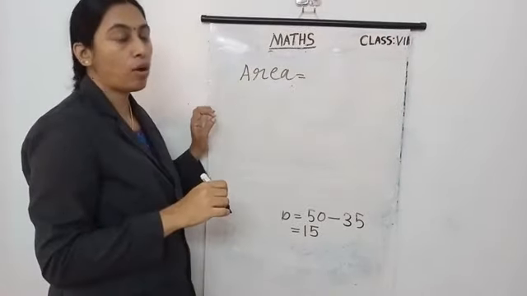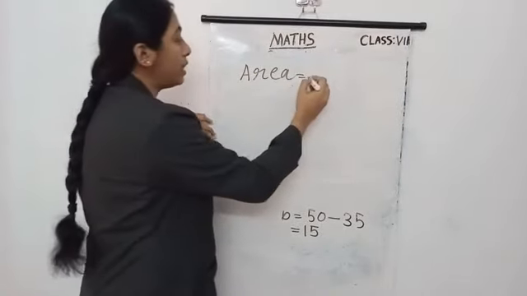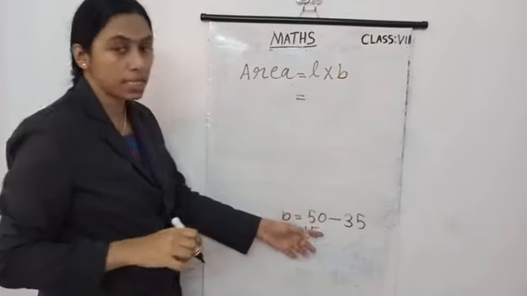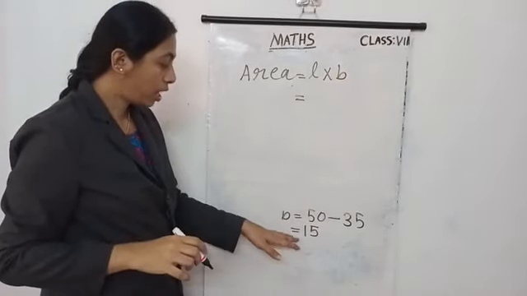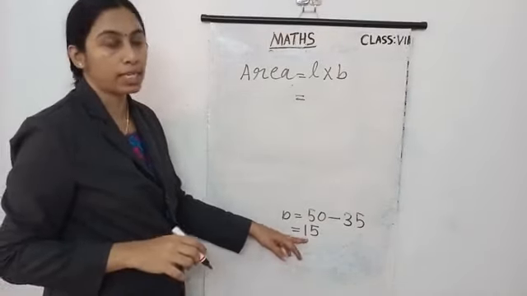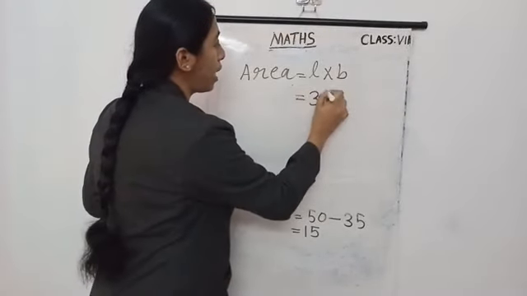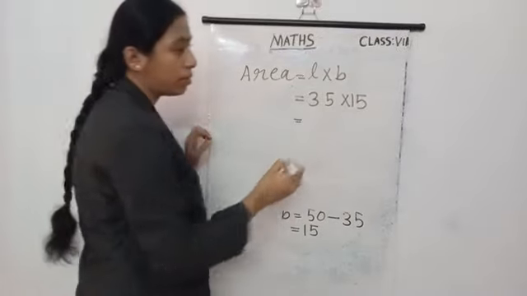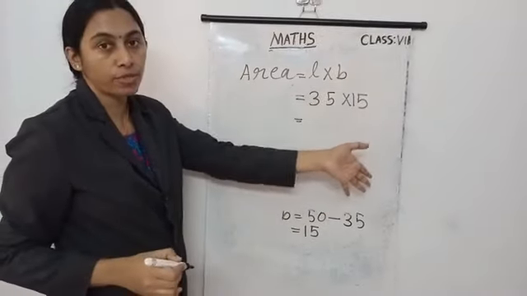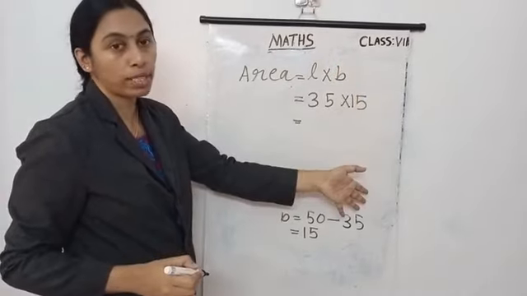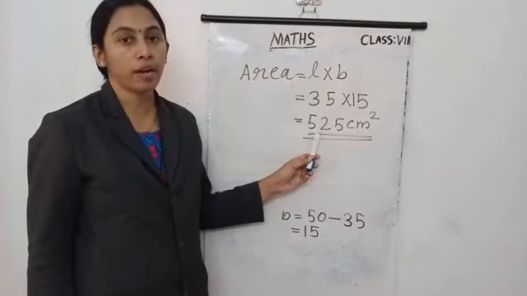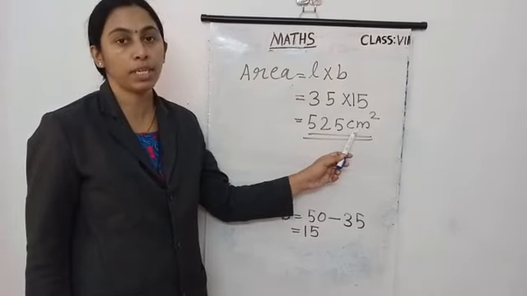So area of rectangle is length into breadth. Length is given as 35 and we now found its breadth as 15. So 35 into 15. Now multiply. Do the multiplication in rough space or workspace. So after multiplication we get the area as 525 centimeter square.